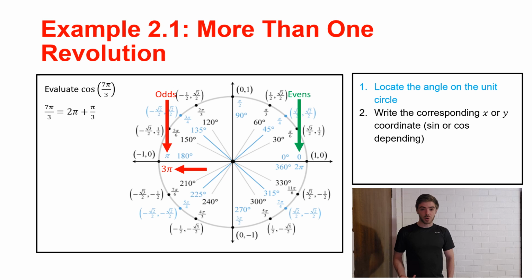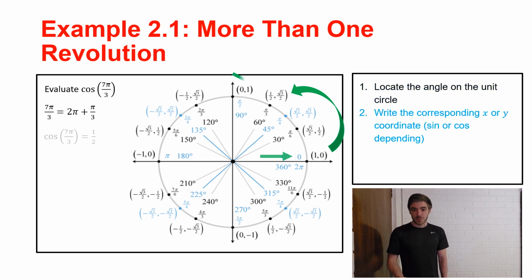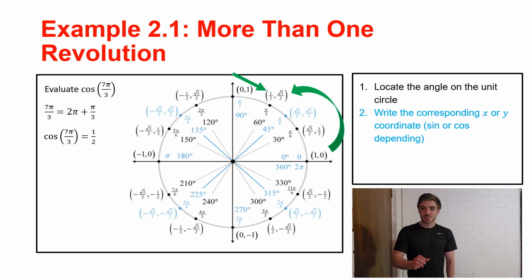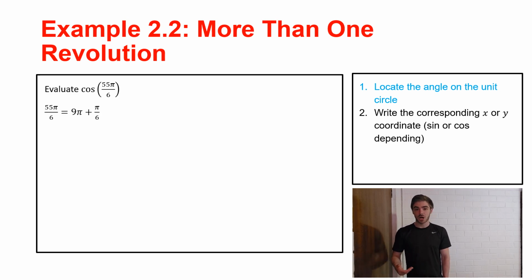So, we have 2 pi, which just means we're starting on the right-hand side. All we do from there is add the remaining fractional value of pi, which is just pi over 3. All we do from there is give the x value at that spot, since we're evaluating cosine of 7 pi over 3. This becomes especially handy for those very large angles, like this one here, 55 pi over 6, which we then have to convert to 9 pi plus pi over 6.